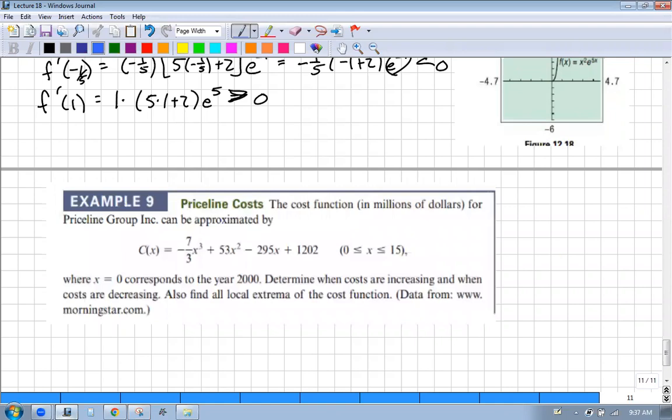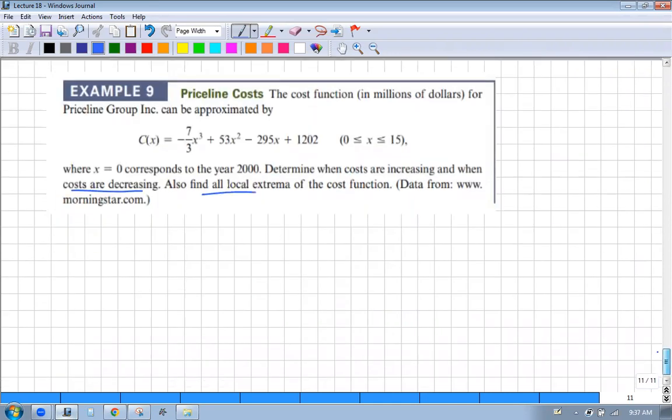Priceline cost. The cost function in millions of dollars for Priceline Group Inc. can be approximated by C of X here, for X corresponding to the year 2000 by X equals 0. Determine when costs are increasing and when the costs are decreasing. Also find all the local extrema.